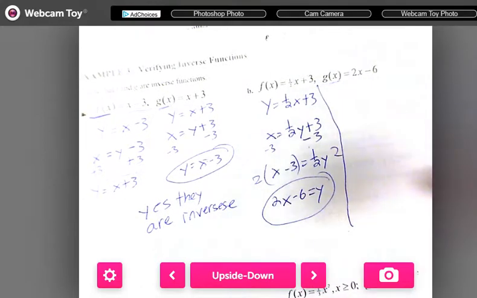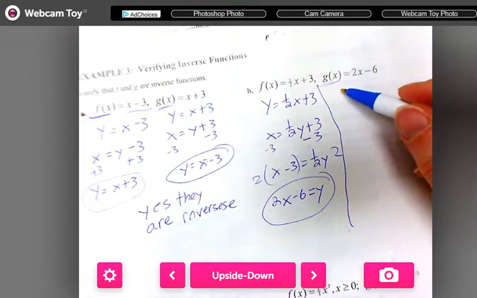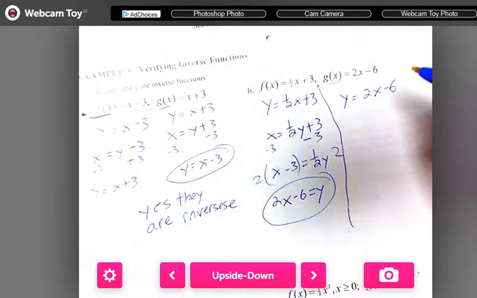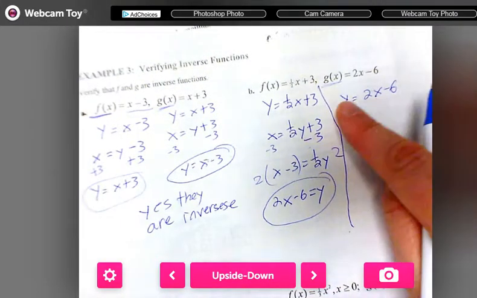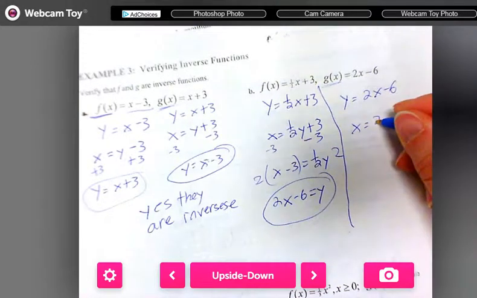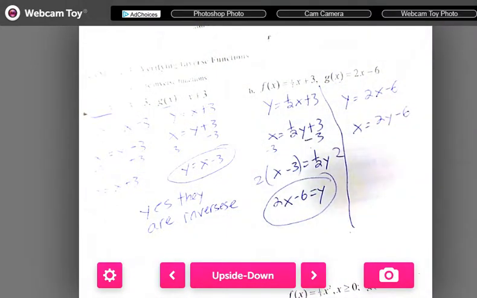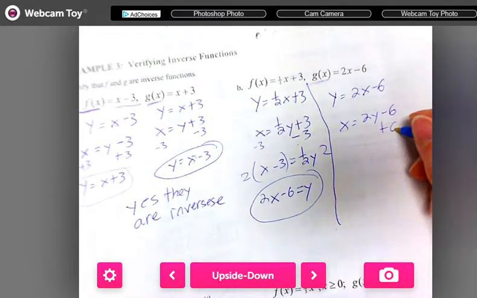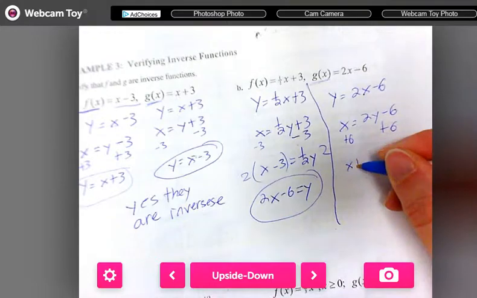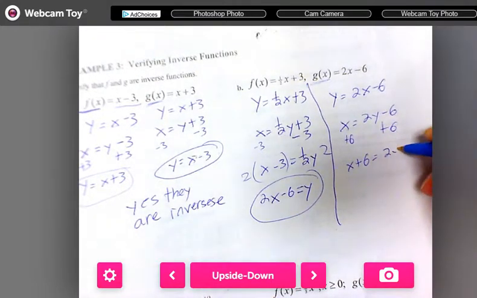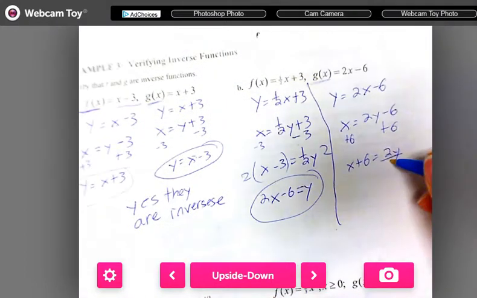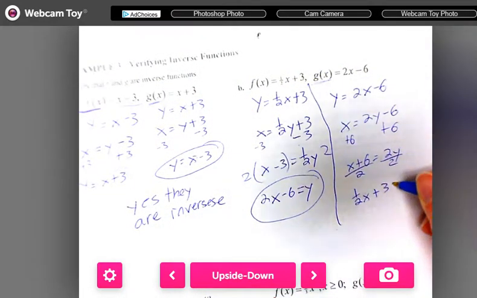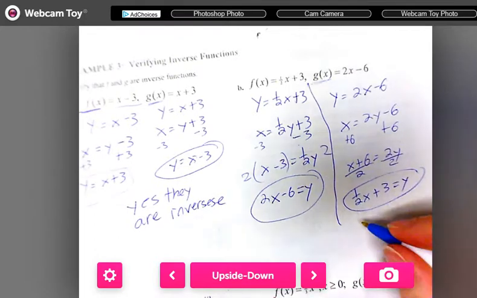All right, what's the first thing I do with g of x? Yep, y equals 2x minus 6, and then I'm going to do what? X equals 2y minus 6. Now what do I do? Add 6. So x plus 6 equals 2y, and then what? Which is 1/2 x plus 3 equals y. So yes, they are inverses.